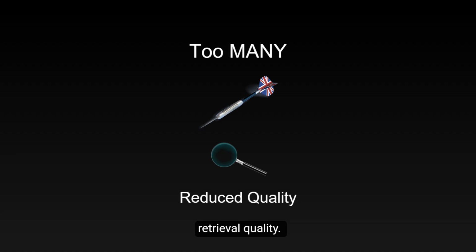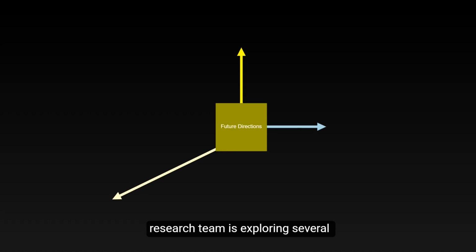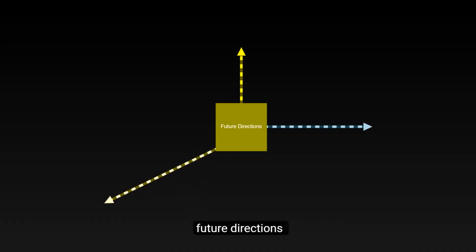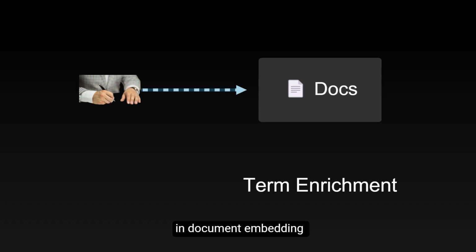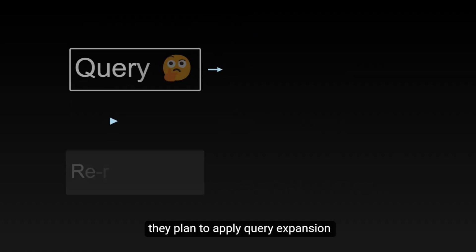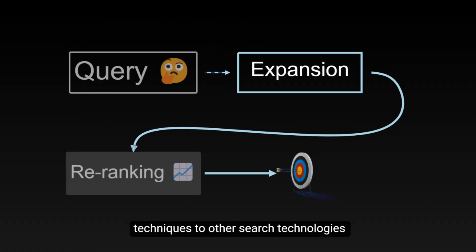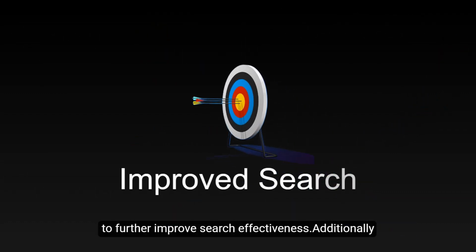This research is still ongoing. The research team is exploring several future directions. First, the use of terminology enhancement in document embedding, which may make the document representation more comprehensive. Second, they plan to apply query expansion techniques to other search technologies such as re-ranking to further improve search effectiveness.